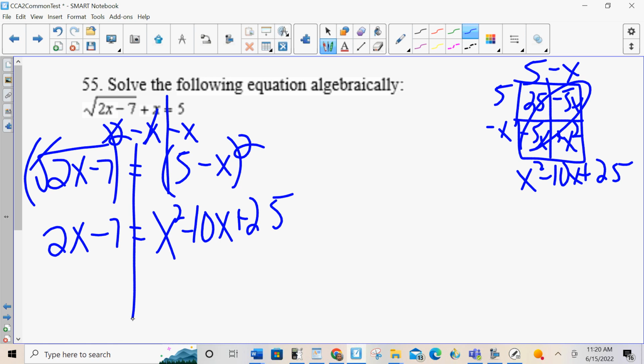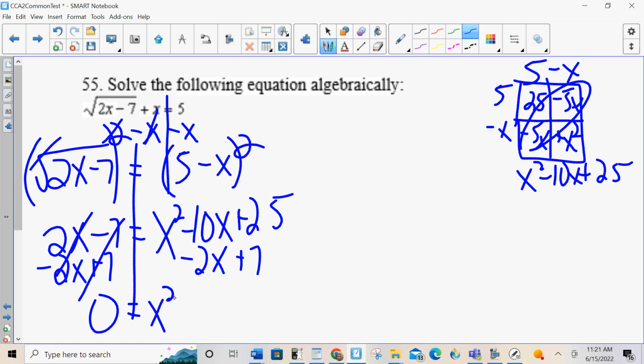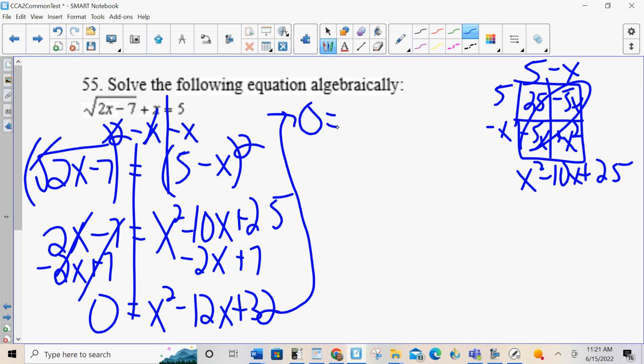Mr. X squared, he wants to party. Before he can party, all of his friends have to come over. Party time, bubbles. There is no GCF. It's a trinomial. First sign comes down, negative and a positive is a negative, multiplies to 32, adds to 12, 8 and 4. Set each factor equal to 0.